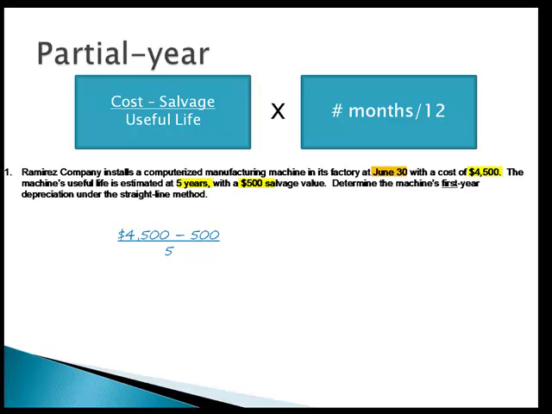So here, our straight line depreciation was $4,500 cost minus $500 salvage over 5 years. But in year 1, we have to adjust for the partial year. So in year 1, I'm going to take that $800 times 6 months over 12 to get $400 of depreciation the first year. Year 2, we will go back to $800 per year. Okay, but the year 1, we're going to adjust for it.